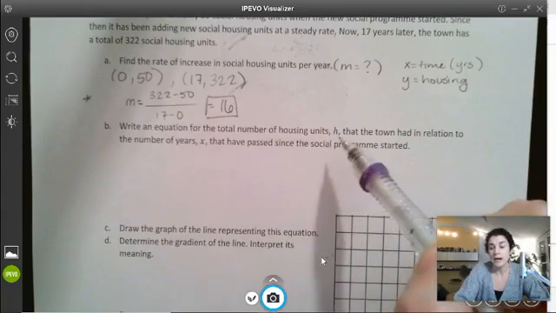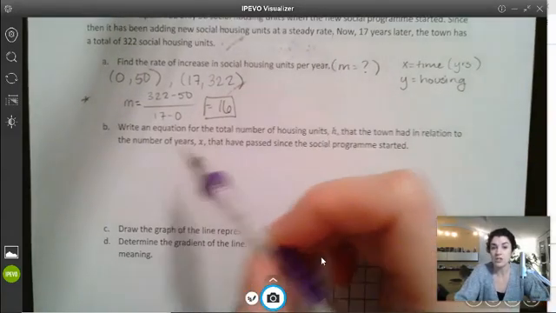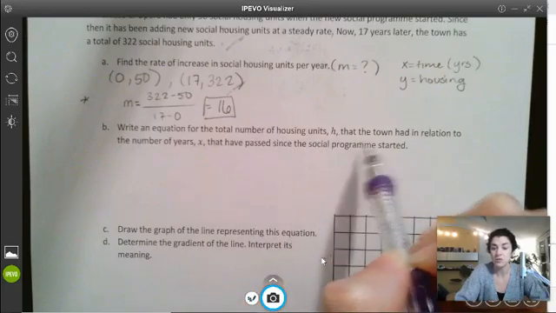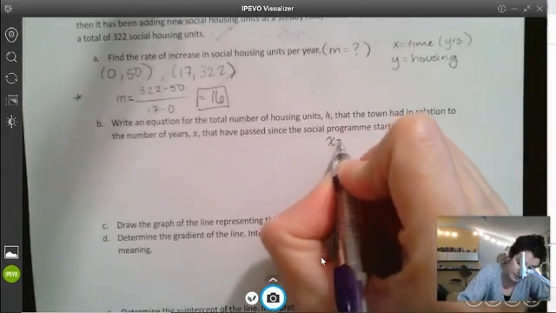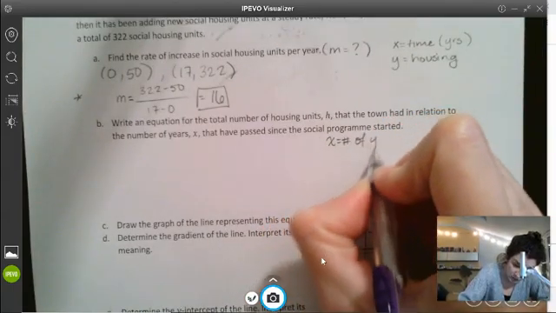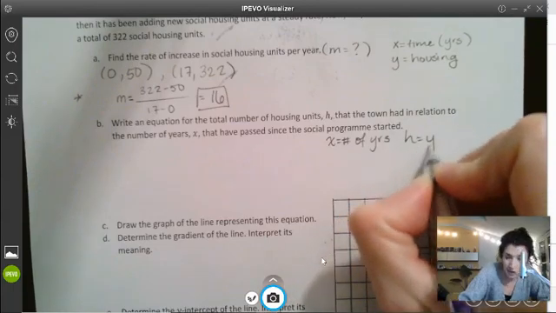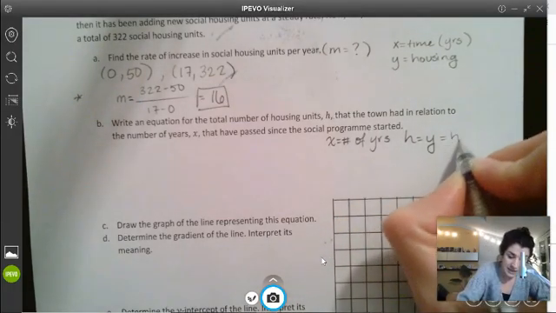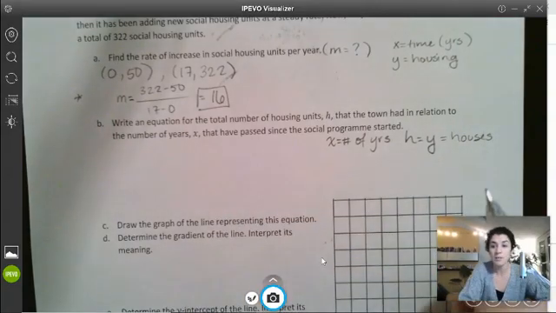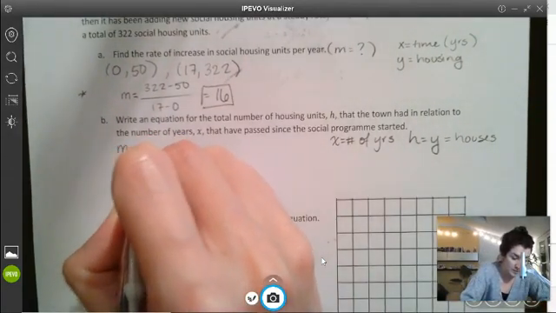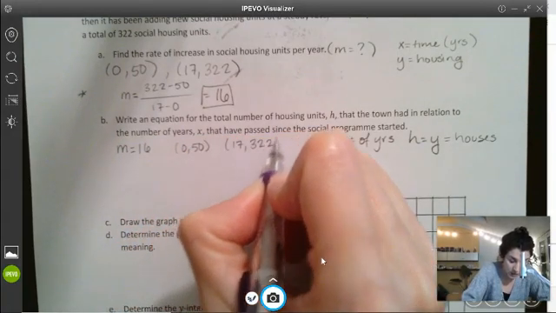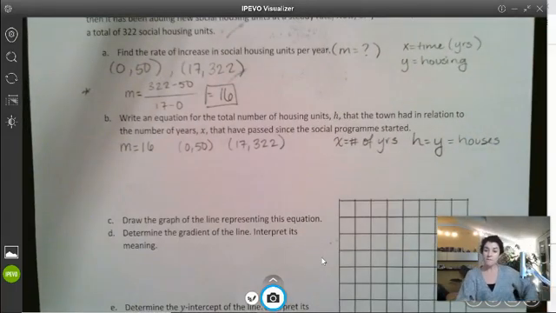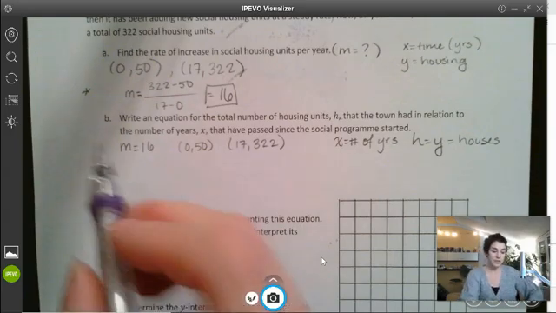Write an equation for the total number of housing units H that the town had in relation to the number of years X that have passed since the social program started. So X is number of years, which we talked about earlier. H is now really our Y, and it says houses. And let's talk about a few things that we have. We have a slope, and we have some points, (0, 50) and (17, 322). Which of the following forms would be the best form to use to make our linear equation?